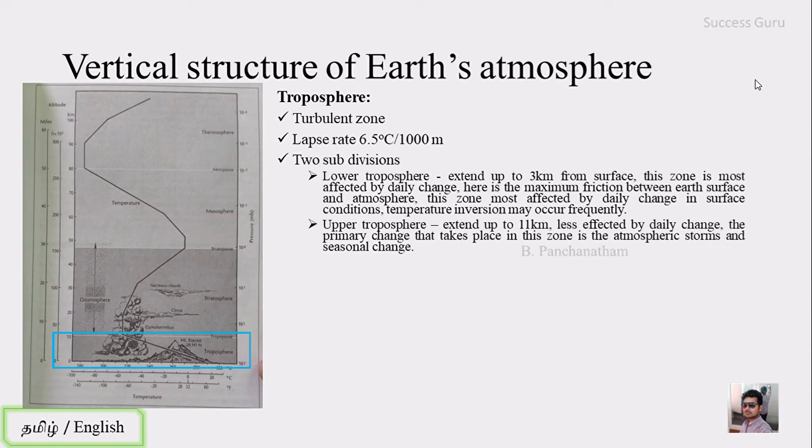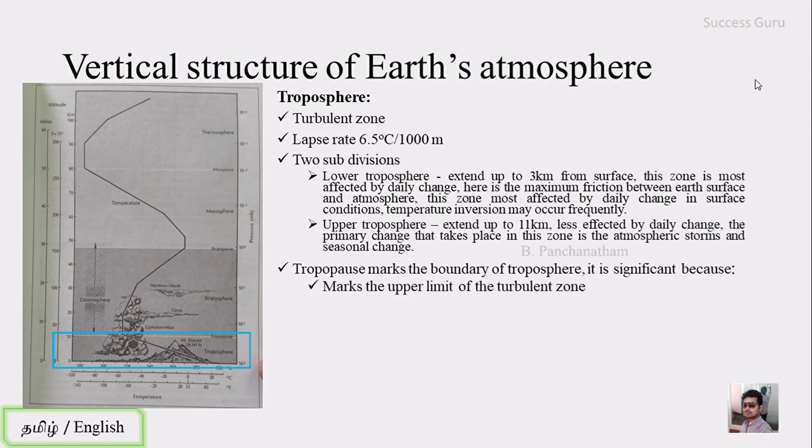And let us see the upper troposphere properties. It extends from 3 kilometers to 11 kilometers, and this is very less affected by the daily changes. As we mentioned earlier, in the lower troposphere it was highly affected by daily changes. Here in the upper troposphere the daily change will not be very high, and the primary changes in this region are due to atmospheric storms and the seasonal change, and these are the two main changes that take place in the upper troposphere.